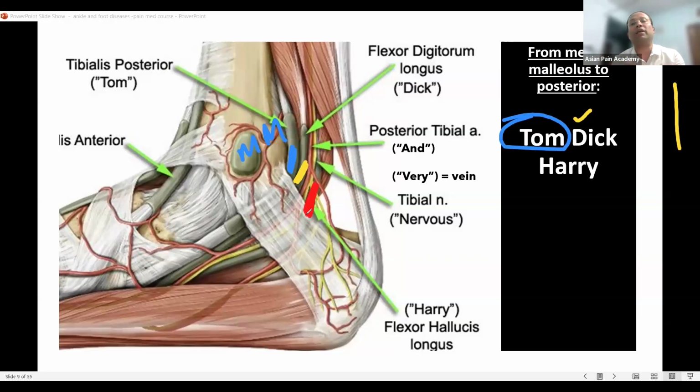Remember this mnemonic and you can remember all three tendons on the medial side. Tom is the tibialis posterior, Dick is the flexor digitorum longus, and then the flexor hallucis longus. Remember, the neurovascular bundle is between the second and third tendons, between the digitorum longus and hallucis longus. The nerve and vessels are the posterior tibial nerve and posterior tibial vessels.